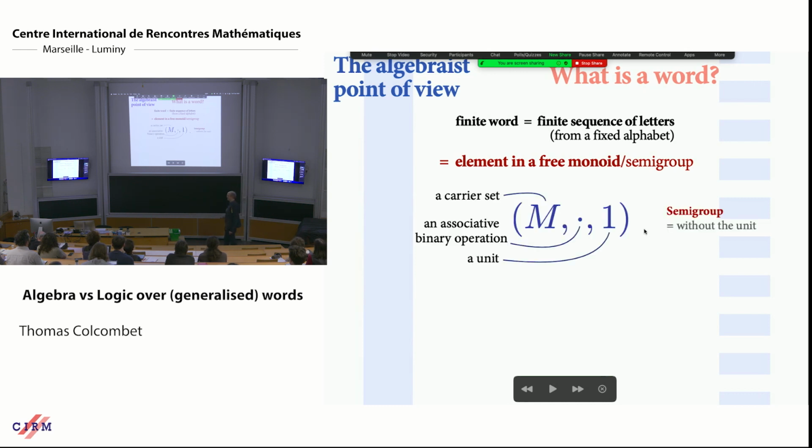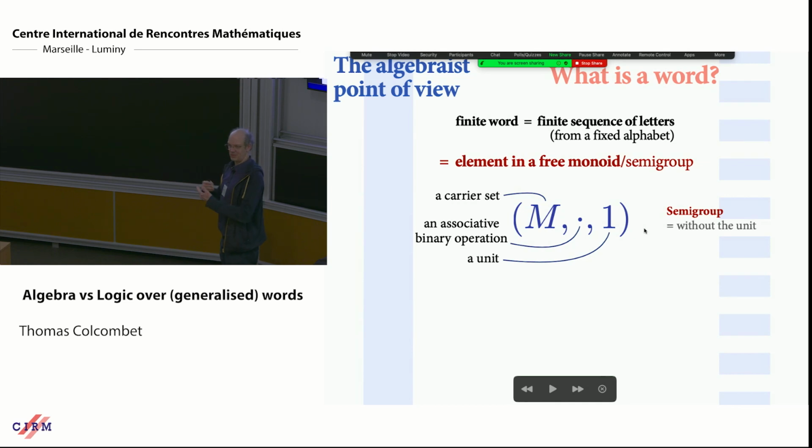So let me just recall what a monoid is. A monoid is just a set equipped with an associative operation and with a unit element, one, and a semigroup is the same thing without unit. When you're working in this area, you jump from monoid to semigroup depending on the context. They are almost the same, but inside proofs sometimes you prefer one over the other. So I could interchangeably use one or the other.